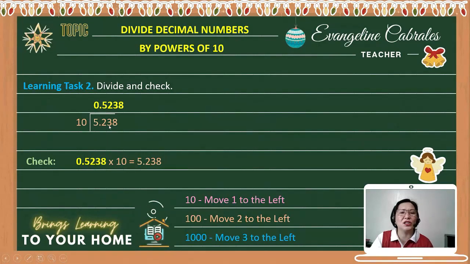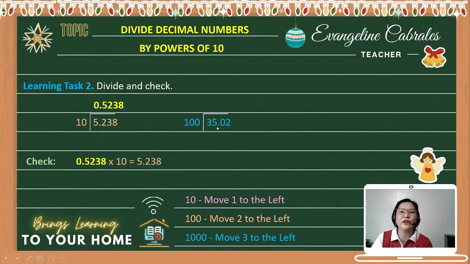Kapag division, to the left. Kapag by 10, 100 and 1,000. At kapag naman multiplication ay to the right. At depende yon sa dami ng 0.